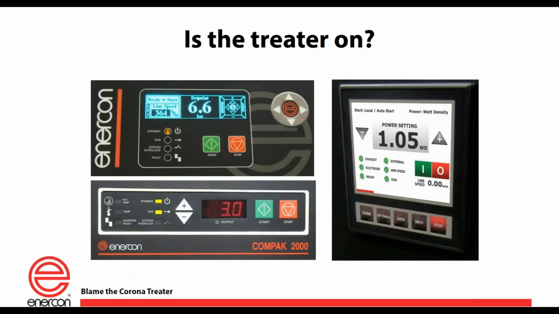Now, the displays will certainly give you a visual inspection as well. It should tell you whether you are running and in operation, and whether the unit is going through any faults at the moment. You can see on the right in the picture the green lit up buttons for the exhaust, external, electrode, and the minimum speed, showing that it is in a running state and ready to go. That gives you another visual inspection that the treater is on and in operation.